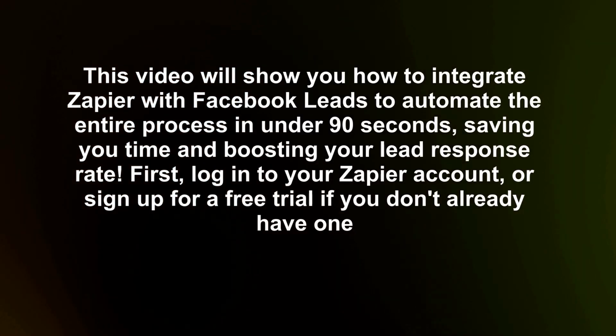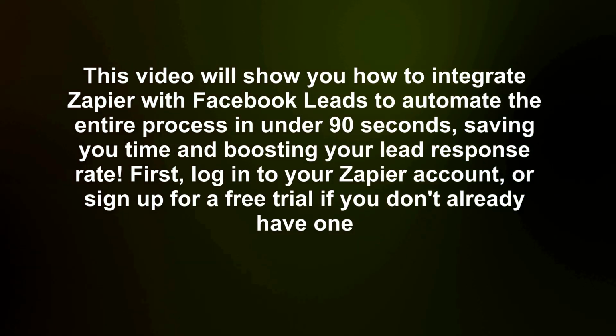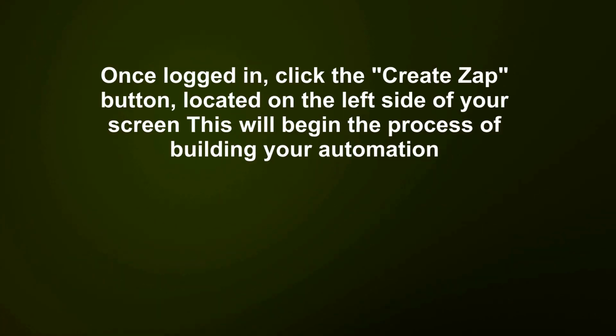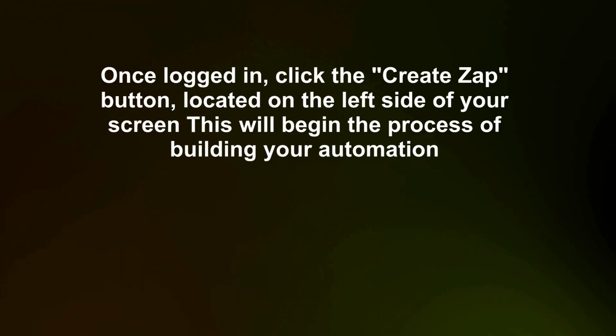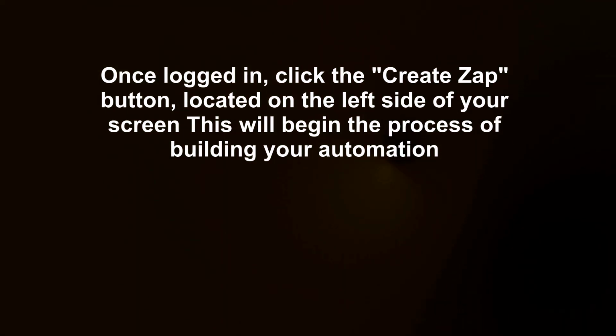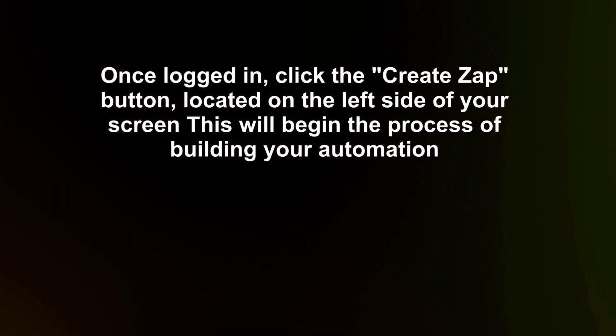First, log into your Zapier account, or sign up for a free trial if you don't already have one. Once logged in, click the Create Zap button, located on the left side of your screen. This will begin the process of building your automation.